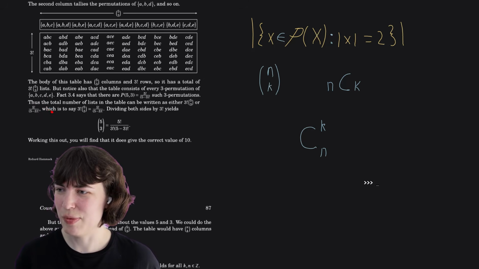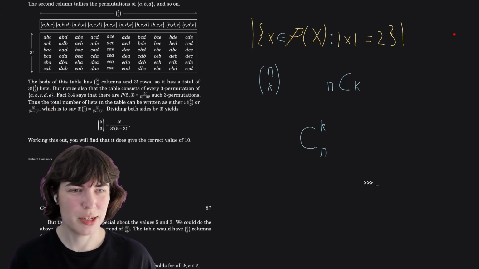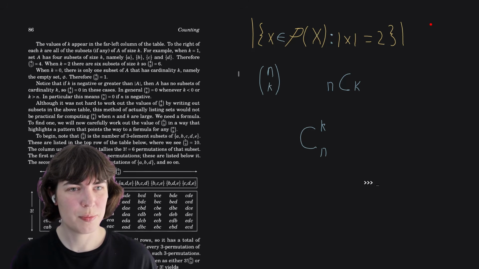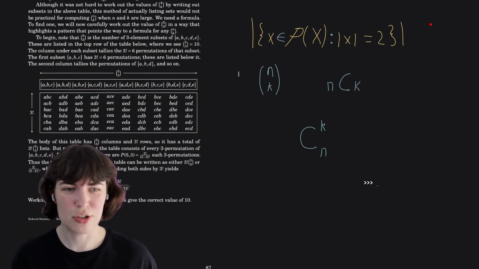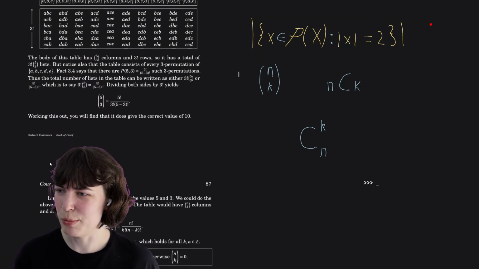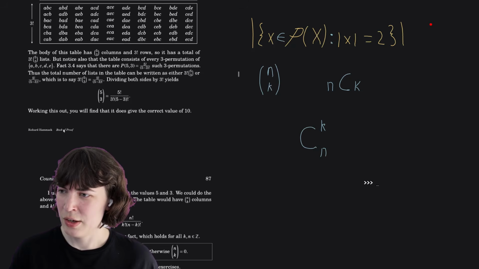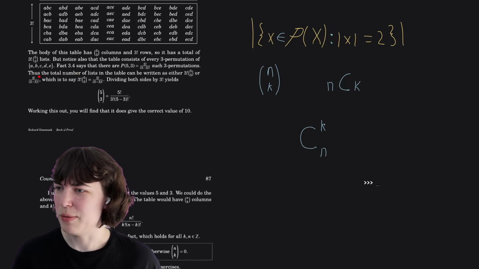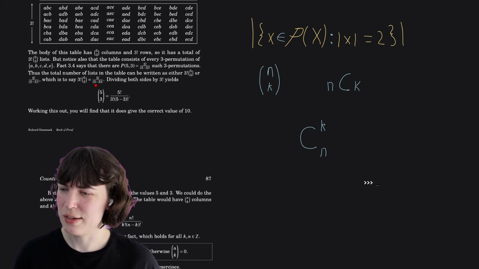Okay, he's doing something. I don't know where he's going. Where is he going with this? He's just saying, this is interesting so far. He might name it at some point. Working this out, you'll find... wait, okay. Which is to say, 3 factorial times 5 choose 3 is, okay, fine.